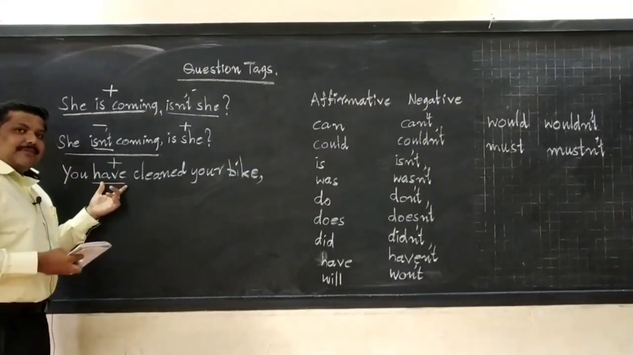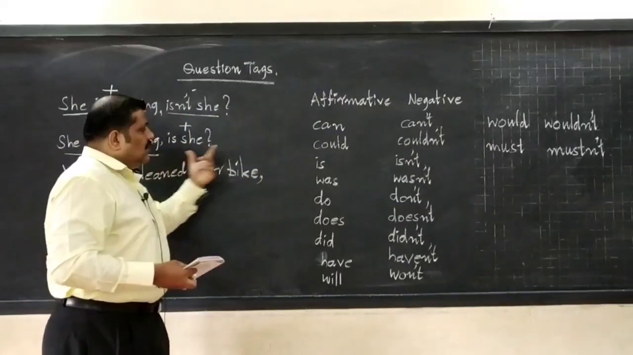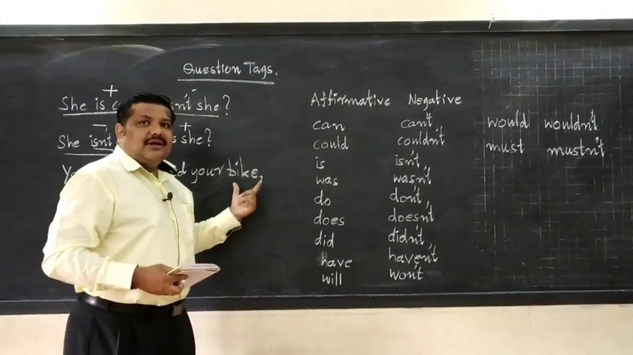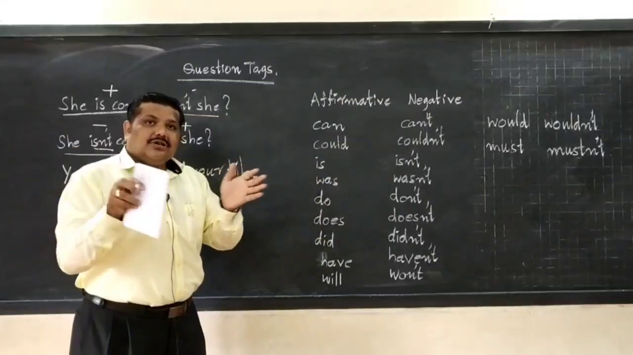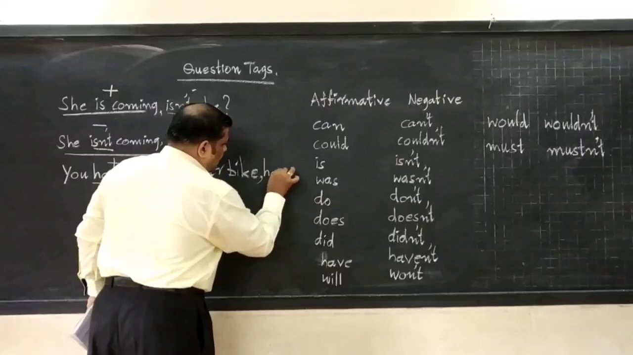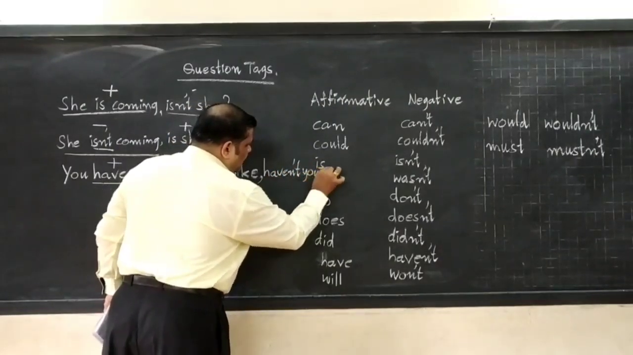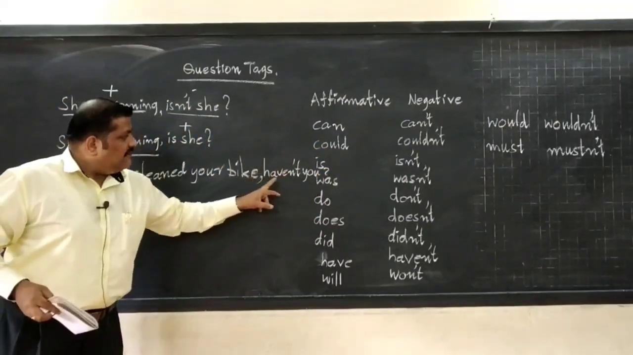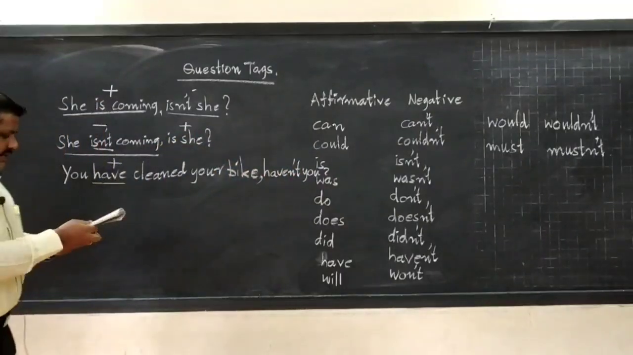So positive statement always has negative tag. Have. How to make it negative? Have not. Correct. Have not short. Cut it short. That is haven't. Haven't you? Please understand. Haven't you? That is the tag. One more sentence.